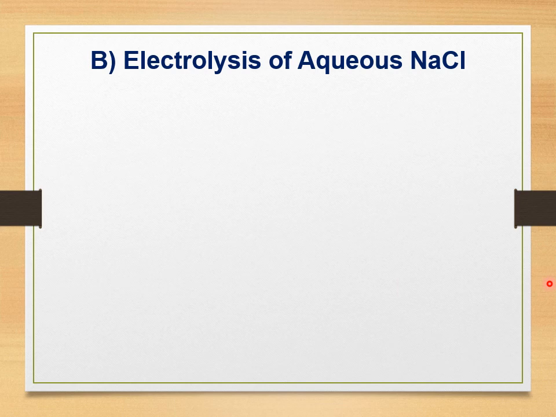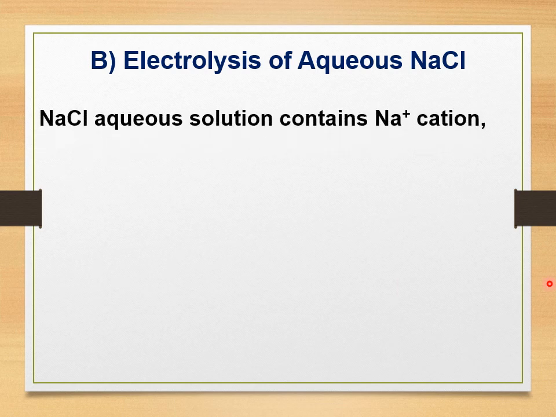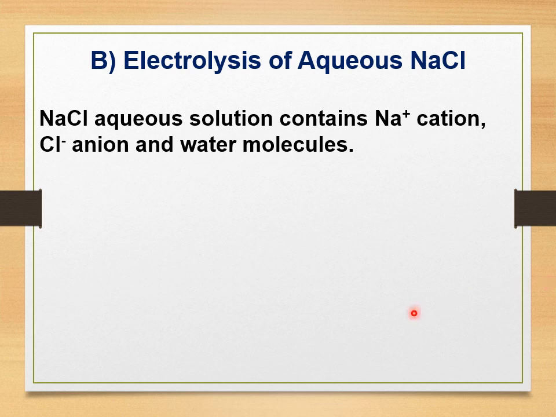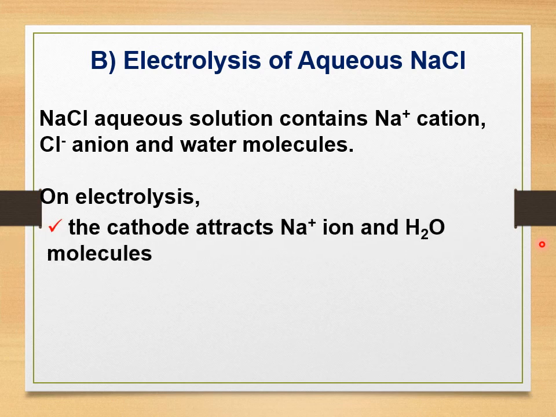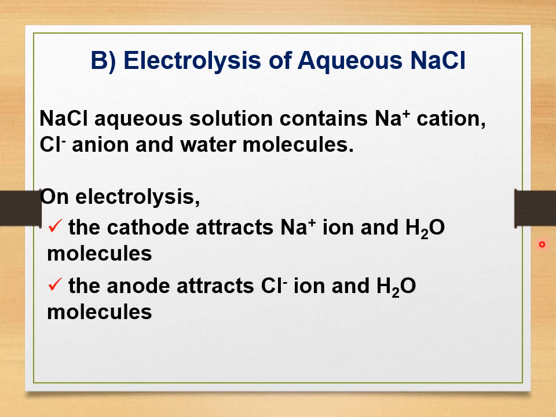Let's look at electrolysis of aqueous NaCl. The NaCl aqueous solution contains Na⁺ cations, Cl⁻ anions, and water molecules. So during electrolysis, the cathode will be attracting Na⁺ ions and H₂O molecules, meaning that it's not H⁺ but H₂O, because H⁺ in water will always be stuck together with OH⁻. For the anode, it will be attracting the Cl⁻ ion and also H₂O molecules at the negative part, the oxygen part.